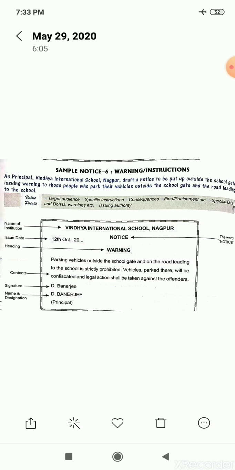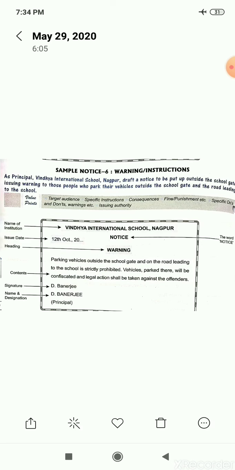So see, very formal wording should be used. Parking vehicles outside the school gate and on the road leading to the school is strictly prohibited. It means the thing that is strictly prohibited is not permissible. The permission to this act is not given, right? To which act? To the act of parking vehicles outside the school gate or on the road leading to the school. Means no person should park his or her vehicle outside the school gate, right? Or on the road that leads to the school.